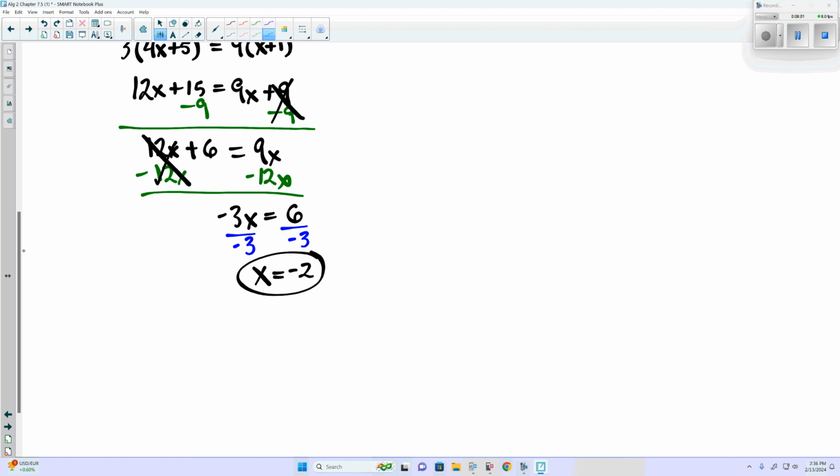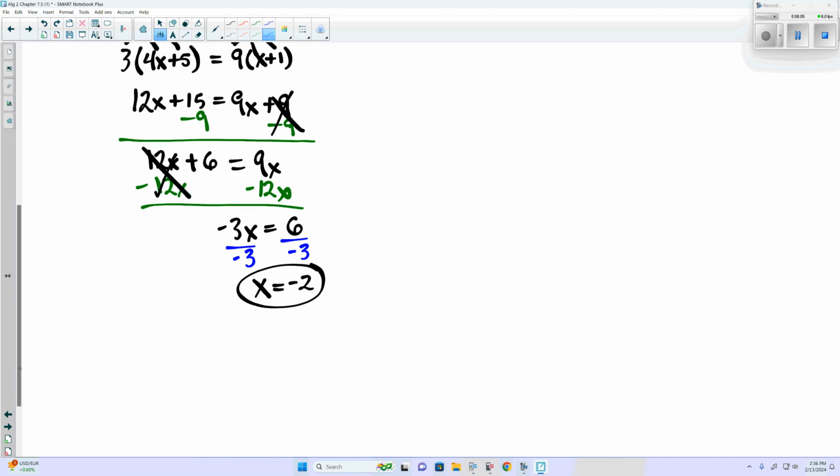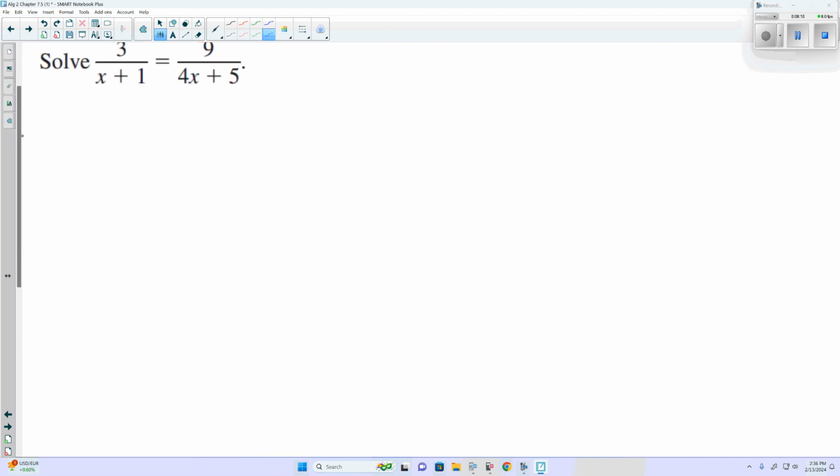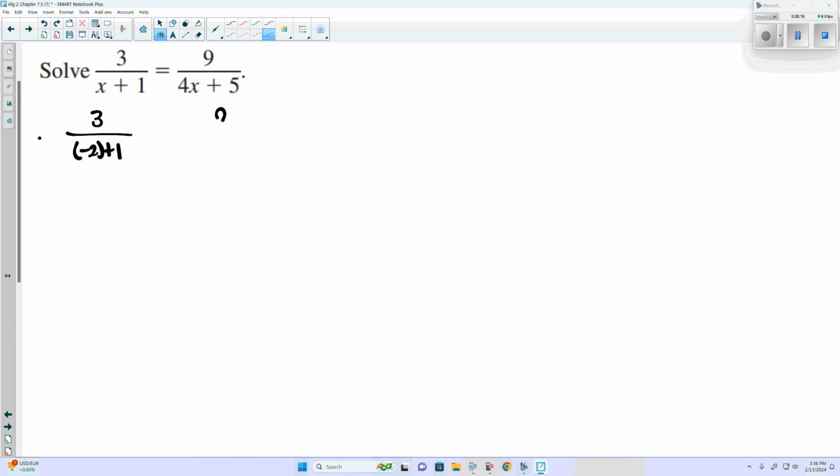Questions on anything we've done so far? Now, we don't have to do this. We can. I'm going to go through and check to make sure that negative 2 works. Because for the one side, we have 3 over negative 2 plus 1. The other side, we have 9 over 4 times negative 2 plus 5.